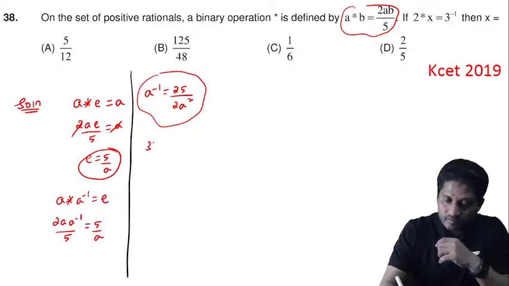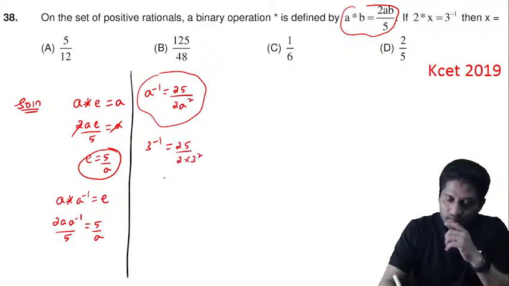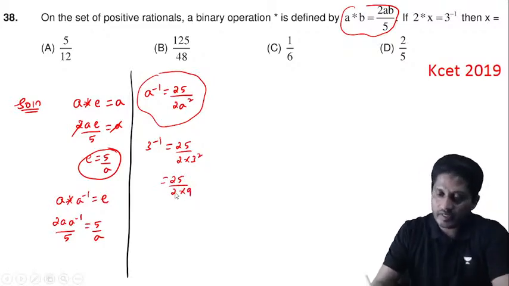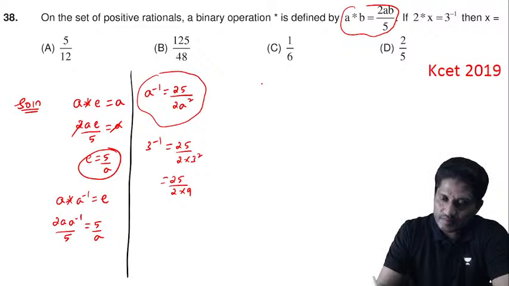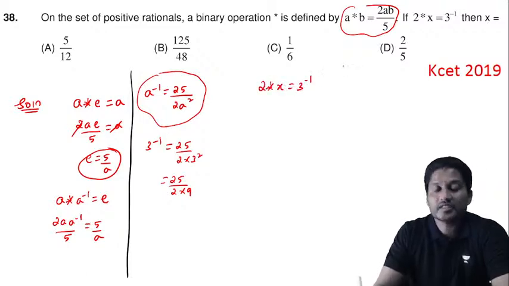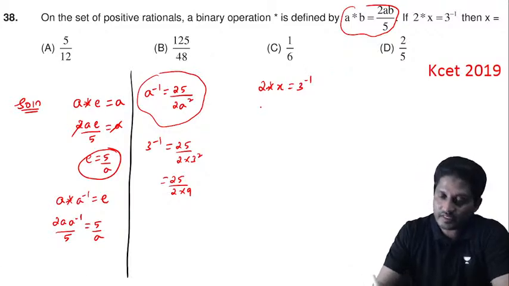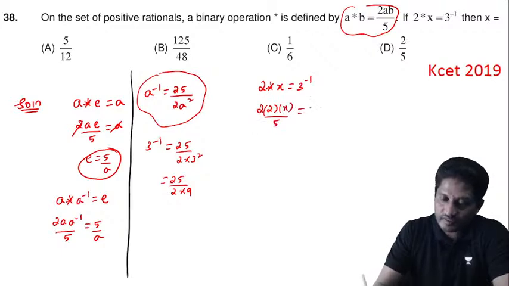3 inverse is equal to 25 divided by 2 into 3 square. This is 25 divided by 2 into 9. Okay, now it's given in the question that 2 star x is equal to 3 inverse. A star B is 2AB by 5. 2 star x is equal to 2 into x divided by 5. 3 inverse is equal to 25 divided by 2 into 9. So x is equal to 25 into 5 is 128.